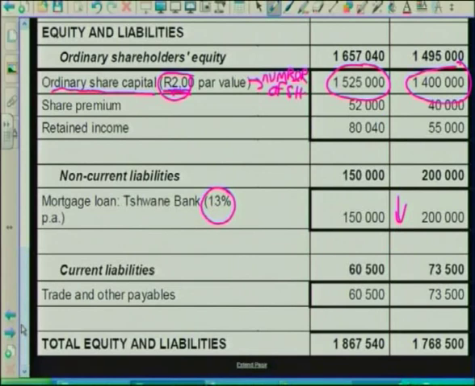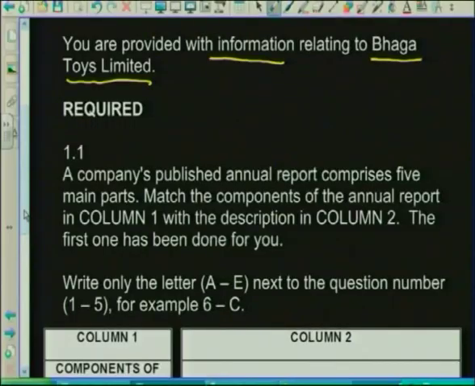Right, we're now ready, grade 12s. We've looked at the information. Let's now go to the question. Let's look at what is required for us to complete in this question. 1.1. A company's published annual report comprises 5 main parts. So they're talking about the annual report. It comprises 5 main parts.